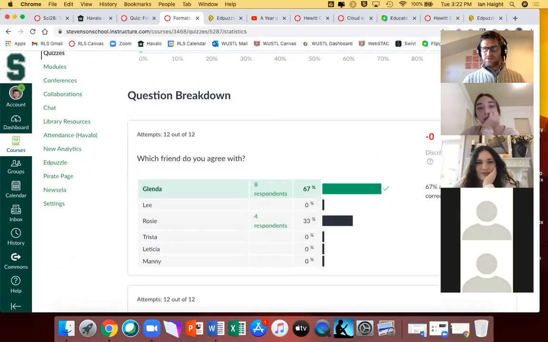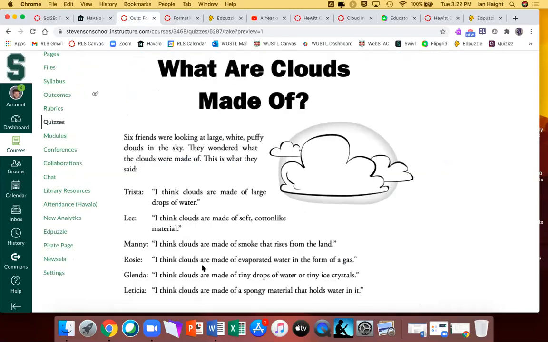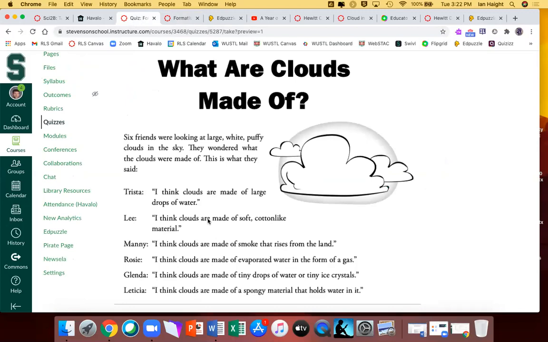All right, we got 12 responses. So according to Canvas, looks like 8 of you went with Glenda, 4 of you went with Rosie. So 8 people went with Glenda. Glenda said, I think clouds are made of tiny drops of water or tiny ice crystals. And again, 4 of you went with Rosie, who said, I think clouds are made of evaporated water in the form of gas. So the most correct answer is actually Glenda.